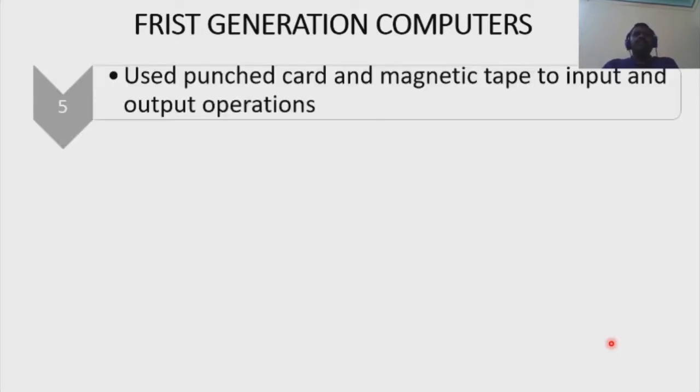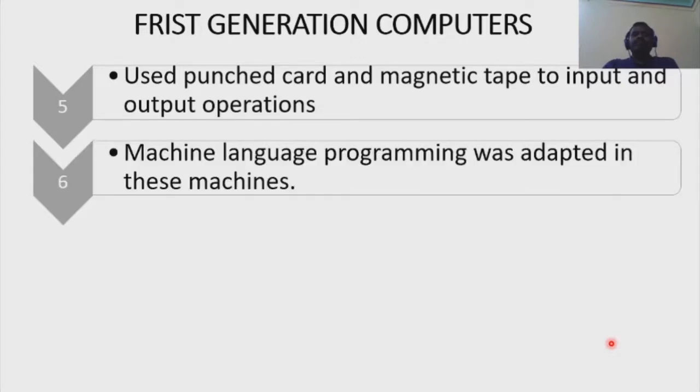They used punched cards and magnetic tape for input and output operations in the first generation, as we already came across in the first session itself. Machine language programs were adopted in these machines. Machine language is the language very near to the machines. Machines can understand only zeros and ones, and these zeros and ones are called bits. Bits means zeros and ones.